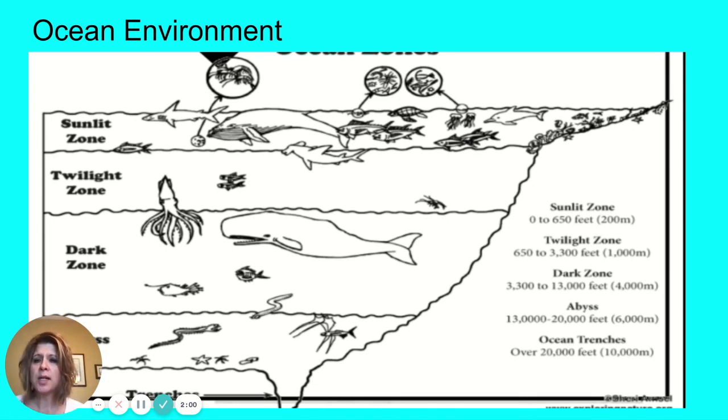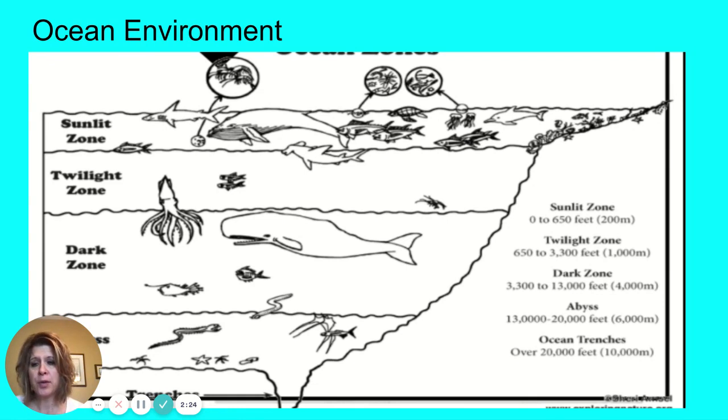Now we have what is known as the twilight zone. It's not dark, but it's not light either. With twilight, it's kind of like when the sun is going to bed at night or the sun's coming up. It's not real dark, but it's not real light. Then we have the dark, deep zone. That is the deepest zone, where there is very little light.